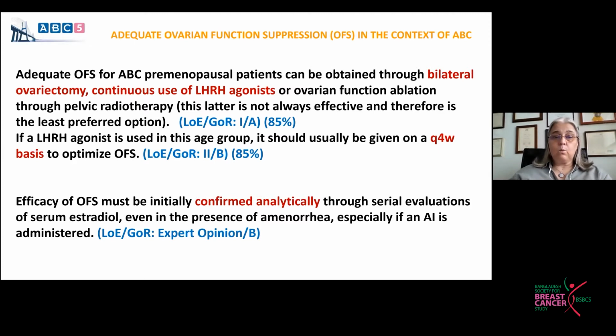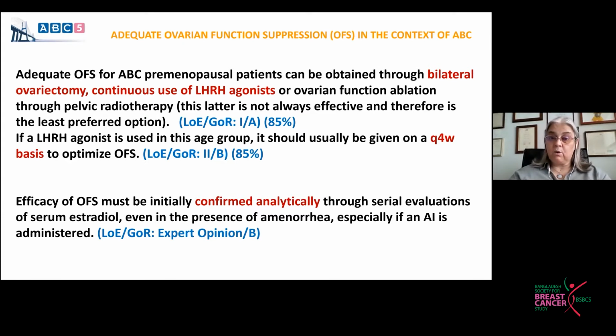So if we use an LHRH agonist for these young women, we should usually use it every 4 weeks instead of every 3 months. And we must also confirm that the ovarian suppression is in place with some serial evaluations of estradiol, particularly if you want to give an AI. And this is one of the take-home messages of my talk.